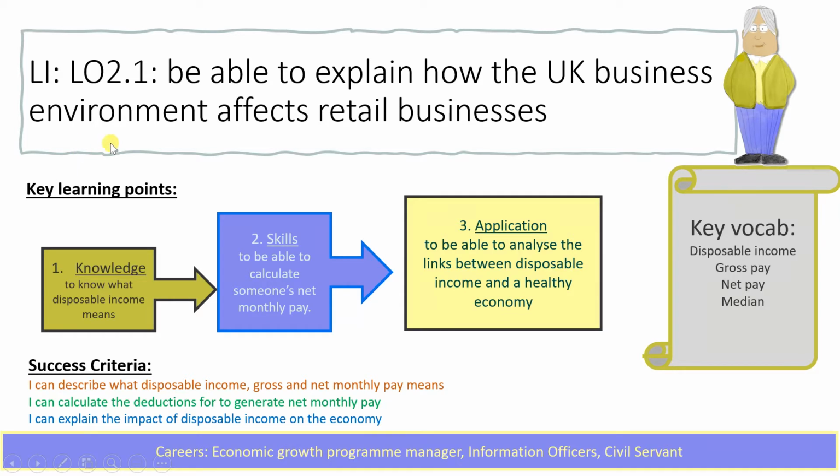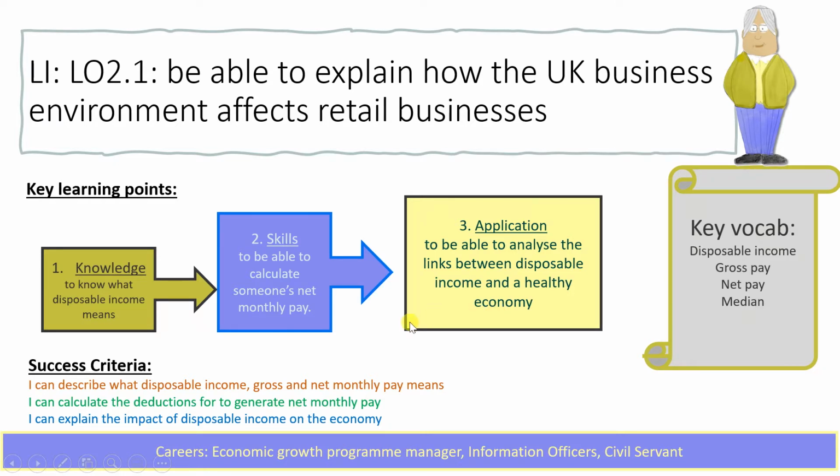So here we are with the first lesson on the second assessment criteria. We're looking at the first point, which is disposable income. The stepping stones start with knowing what disposable income means, and then how to calculate someone's disposable income by using the phrase net monthly pay. So we're going to look at two keywords there: disposable income, gross pay and net pay, if you just cast your eye to the right on the scroll. And finally, we're going to look at analysing the links between disposable income and its impact on a healthy economy. So that's where the lesson's going today.